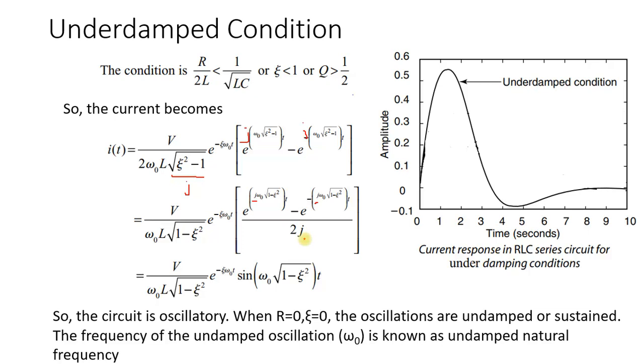When I put R equal to 0, then zeta is equal to 0 for this condition. So for this equation, if I put R equal to 0, definitely zeta is equal to 0, so that the oscillation is undamped. Here some damping will be there. If I put R equal to 0, definitely this damping does not occur, so it should oscillate. The frequency of undamped oscillation is taken as omega naught, and it is known as the undamped natural frequency.